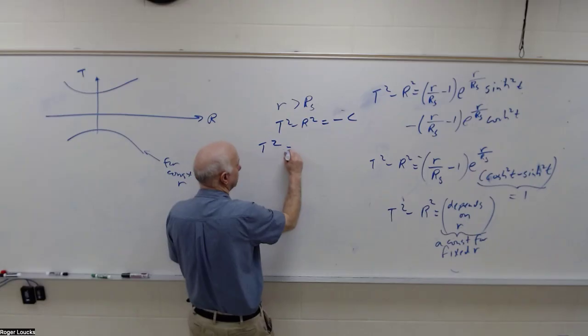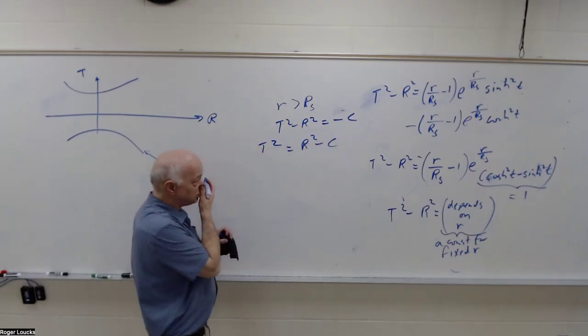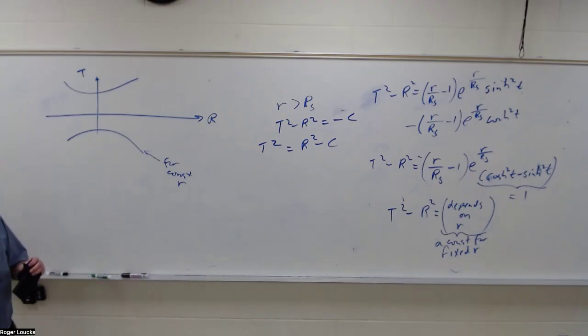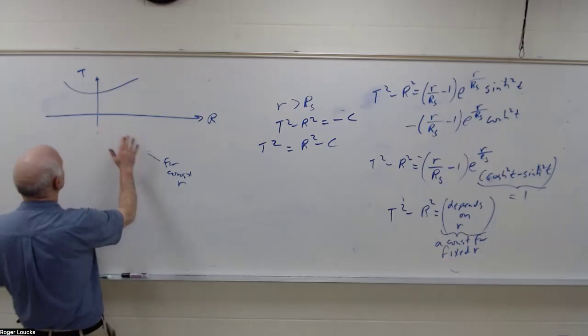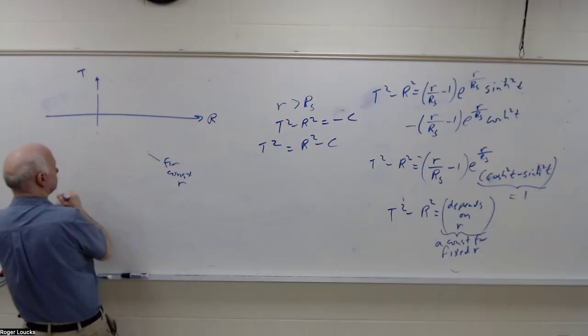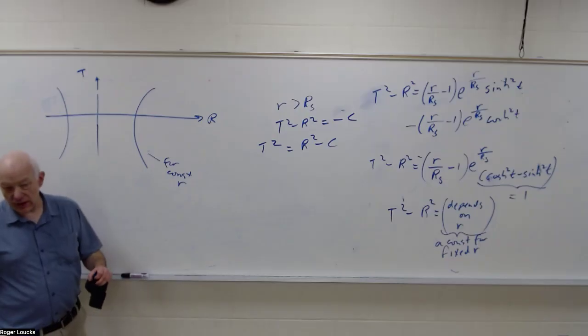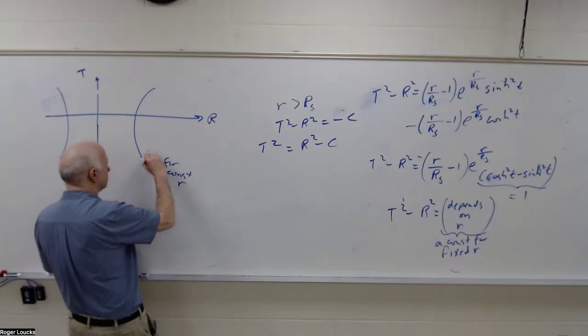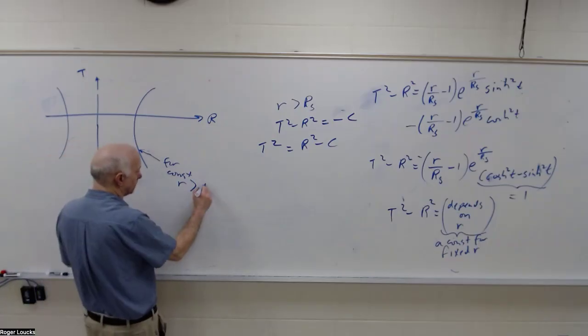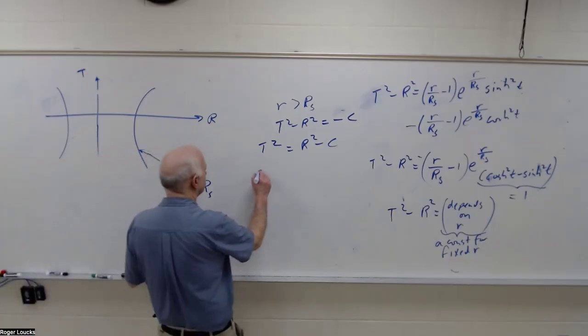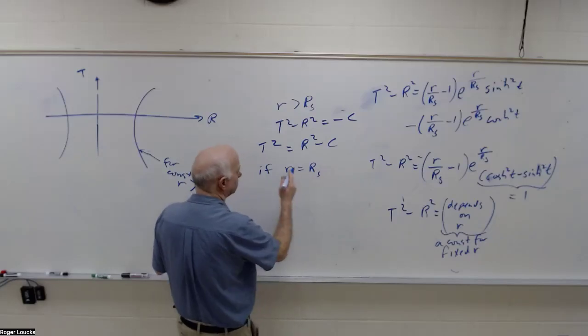So this is going to be t squared equals r squared minus c. Now, can your t ever be 0? Yes, it can be. And so these are going to go the other way. Now I'm happy. This is going to go like this. And what will they represent? They will represent a line of constant little r, for r greater than this. Now, what happens if r equals r sub s?